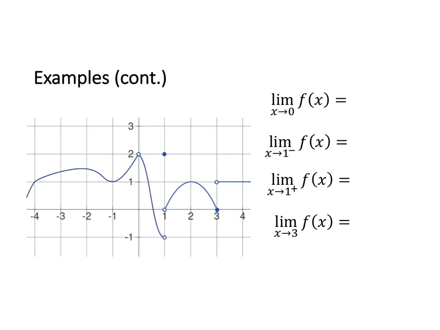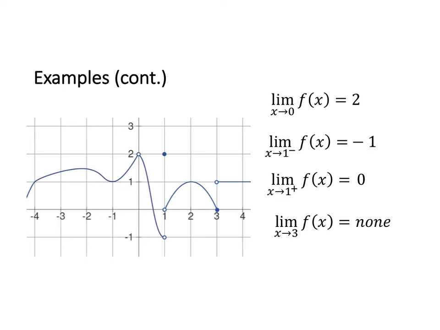All right, let's look at another example. We've got a rather interesting shape here, obviously a piecewise function, and we're looking at the limit of f of x as x approaches 0, the limit of f of x as x approaches 1 from the left side, the limit of f of x as x approaches 1 from the right side, and the limit of f of x as x approaches 3. Now notice, it doesn't have any plus or minus, so that means it's from either side.